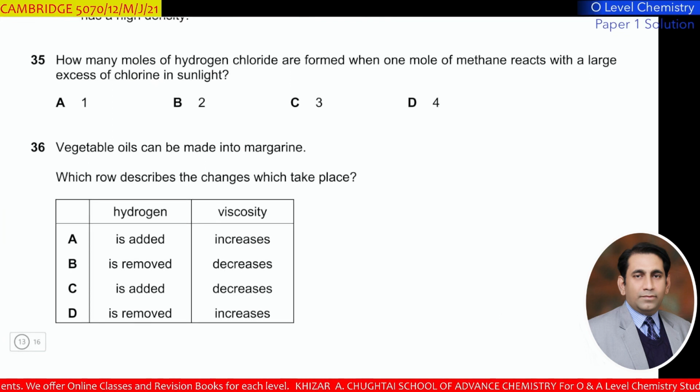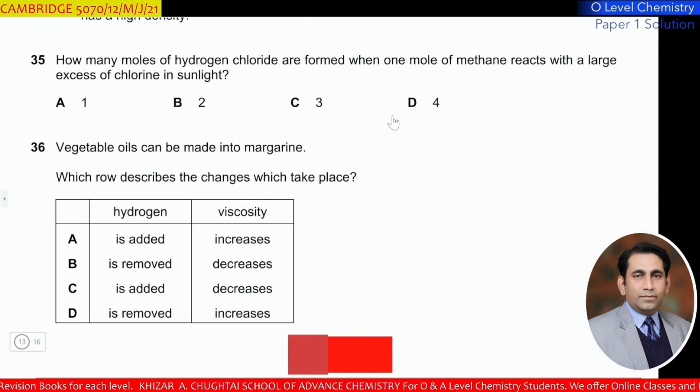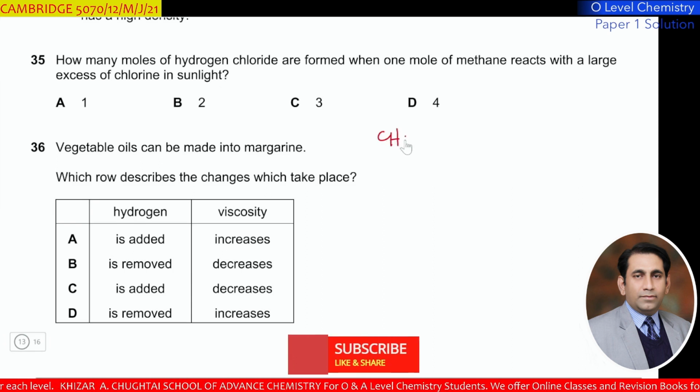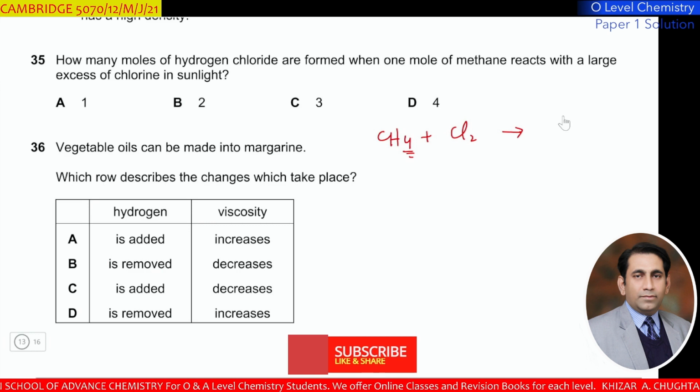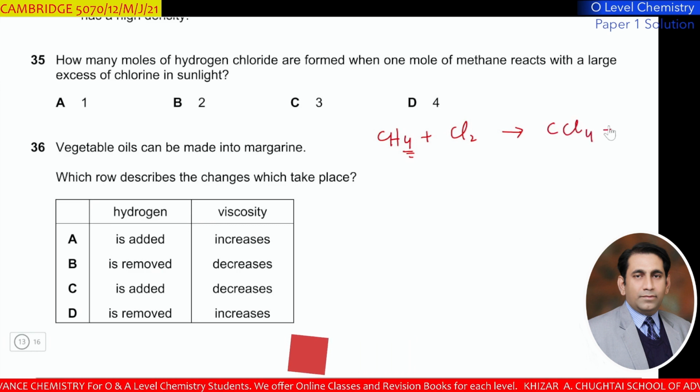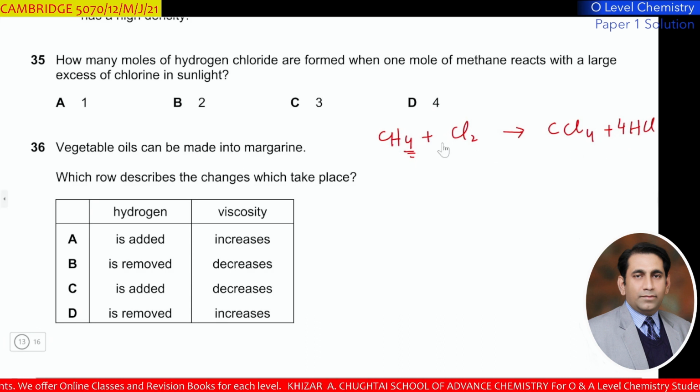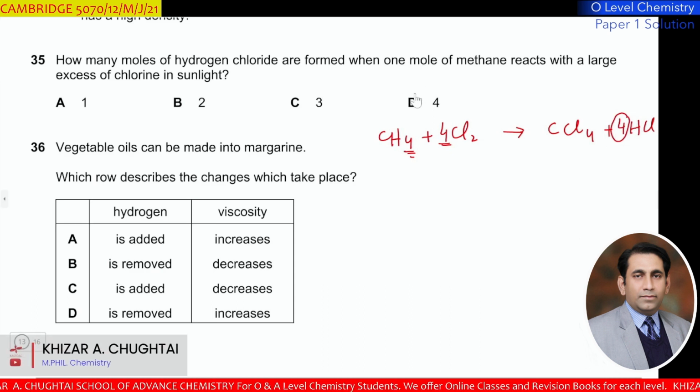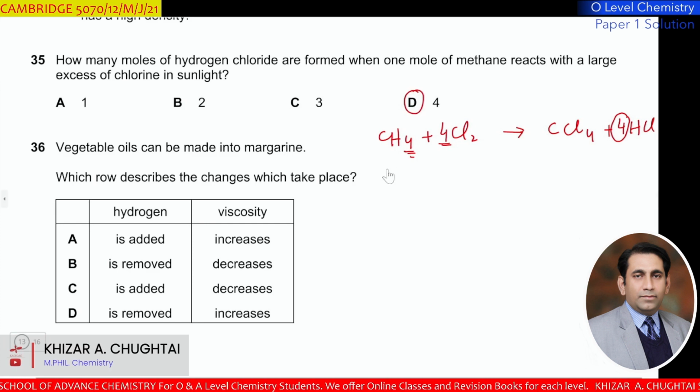How many moles of hydrogen chloride are formed when 1 mole of methane reacts with a large excess of Cl2 in sunlight? I'm going to write its equation. CH4 with excess Cl2, all hydrogen should be replaced, and finally you will have CCl4. To balance this chemical equation, HCl will be formed, and we will write 4 over here. So how many moles of hydrogen chloride are formed? That is equal to 4 moles. D is the correct option.